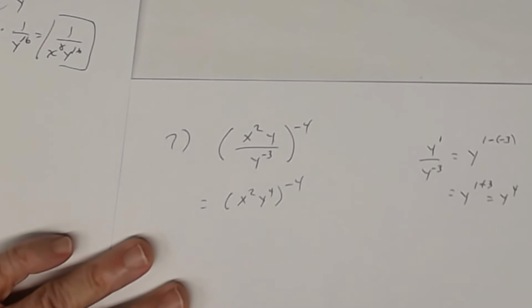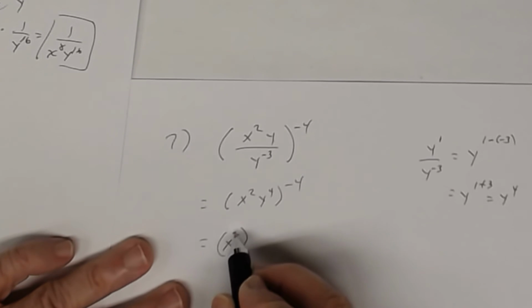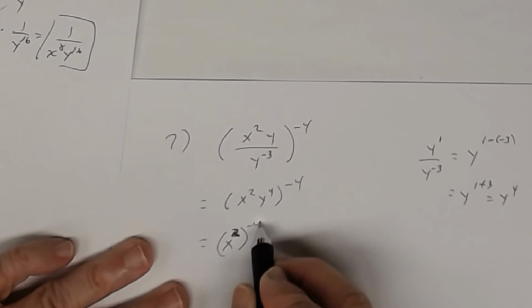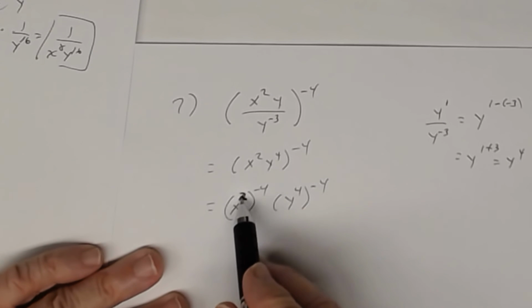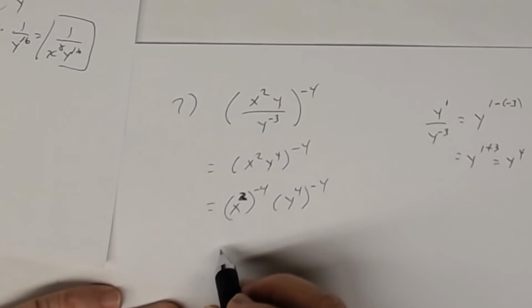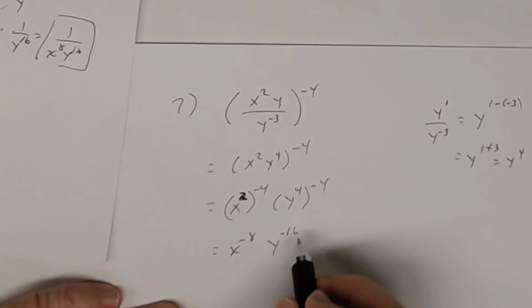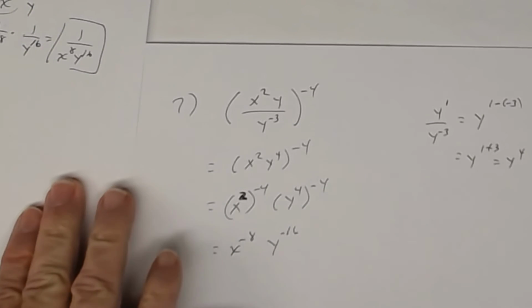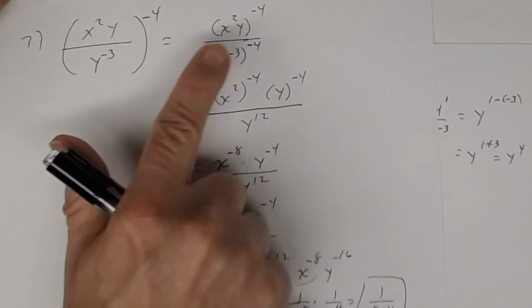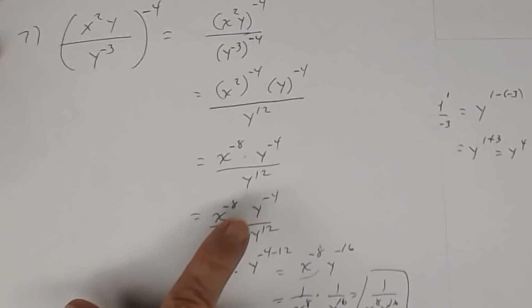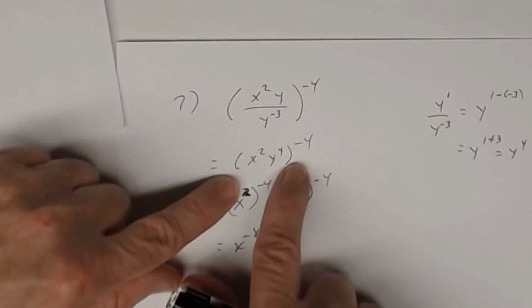See that? Now I'm going to use the power of a product rule. So this becomes x squared raised to the negative 4 times y to the 4th raised to the negative 4. And then using a power rule, 2 times negative 4 is negative 8, so I get x to the negative 8. And then 4 times negative 4 is negative 16. And notice this right here is this, right? So this approach took us a little bit longer because we had more properties to use, whereas if I would have done the quotient rule first, then I could have gotten the answer quick.